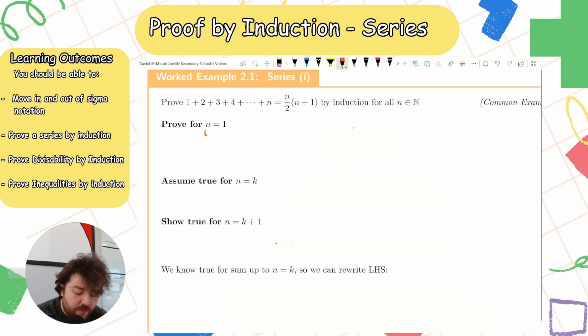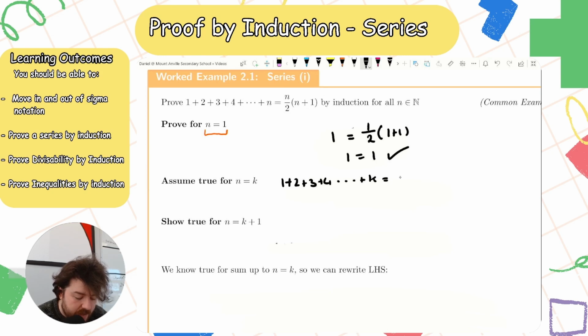First we prove for n equals 1. When n equals 1, my left-hand side will just be 1 because that's my first term, equal to 1 over 2 times 1 plus 1. 1 equals 1. Proven. Stunning. Next, we assume true for n equals k. Where we have an n, I'm putting in k. There's going to be 1 plus 2 plus 3 plus 4 plus k is equal to k over 2 times k plus 1.